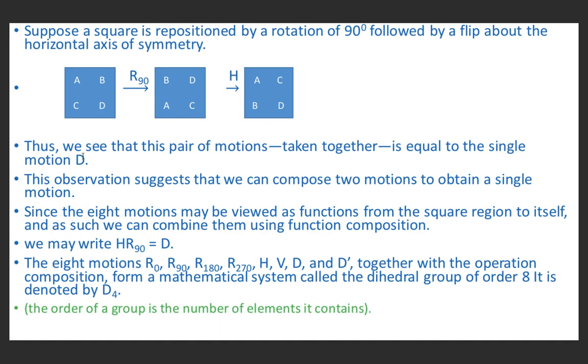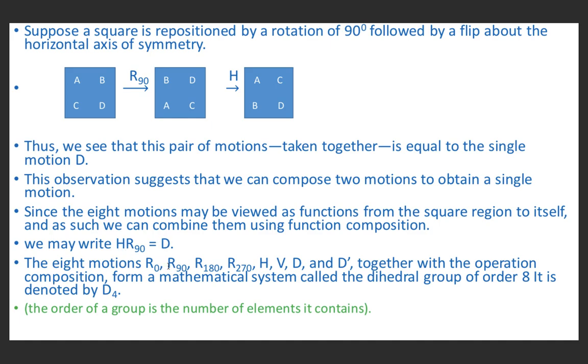Since the 8 motions may be viewed as functions from a square region to itself, and as such we can combine them using function composition, we may write HR90 equal to D. H means flip around the horizontal axis, R90 means rotation by 90 degrees, D means flip around the main diagonal. So we may write HR90 equal to D.